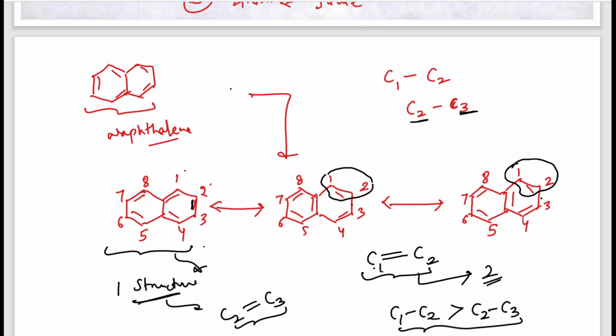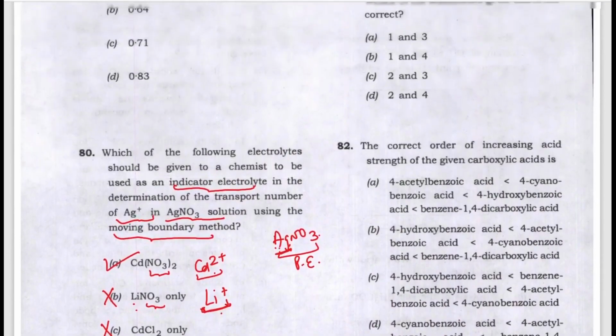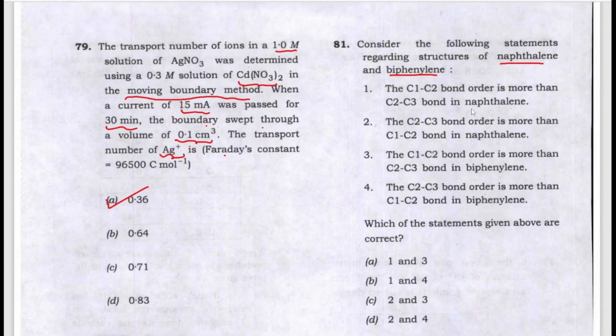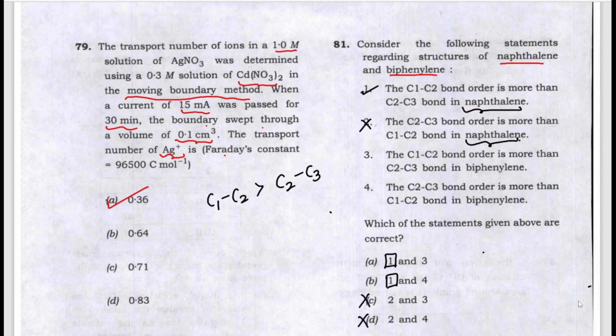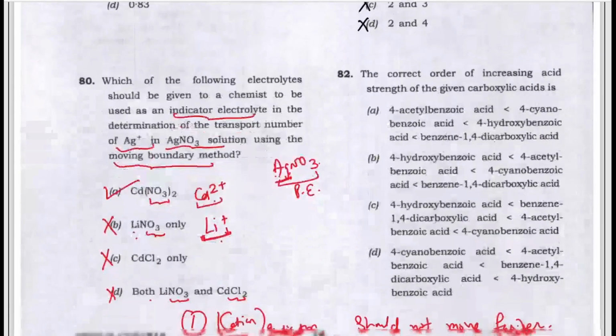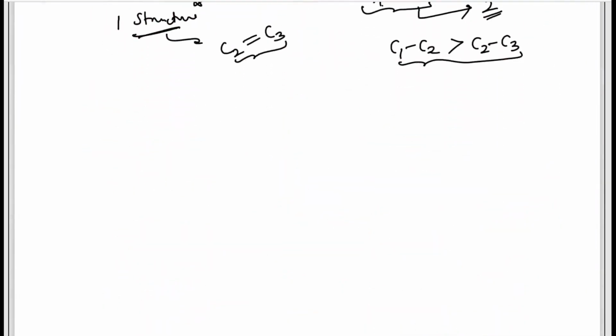So in the options regarding naphthalene, the carbon 1 and carbon 2 bond order is greater than carbon 2 and carbon 3. So the first option is correct and the second option is incorrect. Now we have to check the resonating structures of biphenyl also.